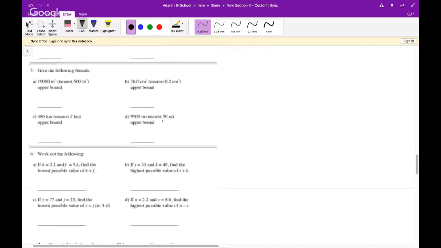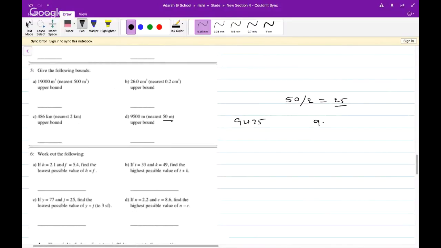When it is rounded off to the nearest 50, you know the rule, divide 50 by 2, you get 25. Subtract 25 from this, add 25 to this. So you have 9475 and 9525. So the upper bound happens to be 9525.